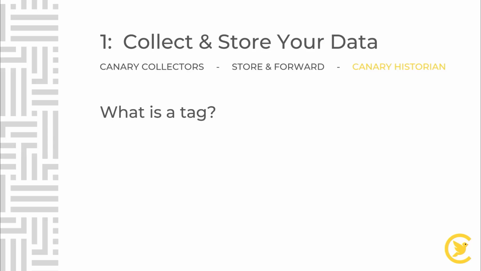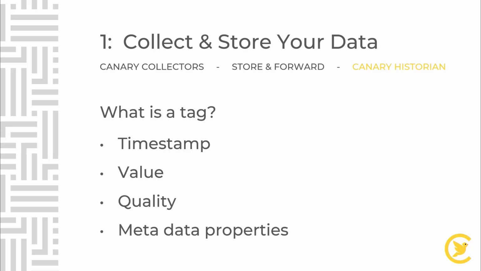Okay, so maybe you're wondering, what is a tag? Well, a tag is a single stream of time series data that is also referred to as points, channels, or items, and it consists of a TVQ, or a timestamp, value, and quality. It also includes metadata properties. These could be engineering units or high-low set points. They're all fully customizable data properties.